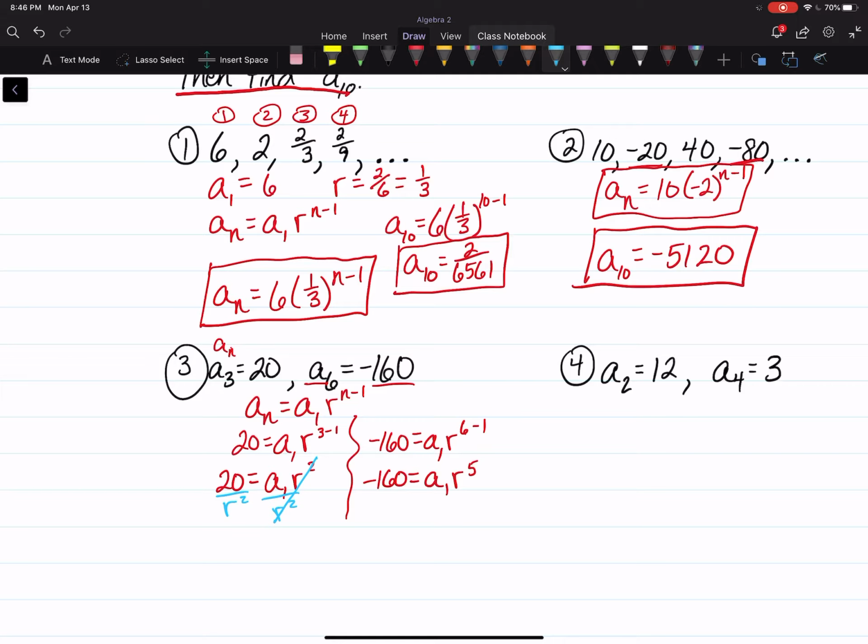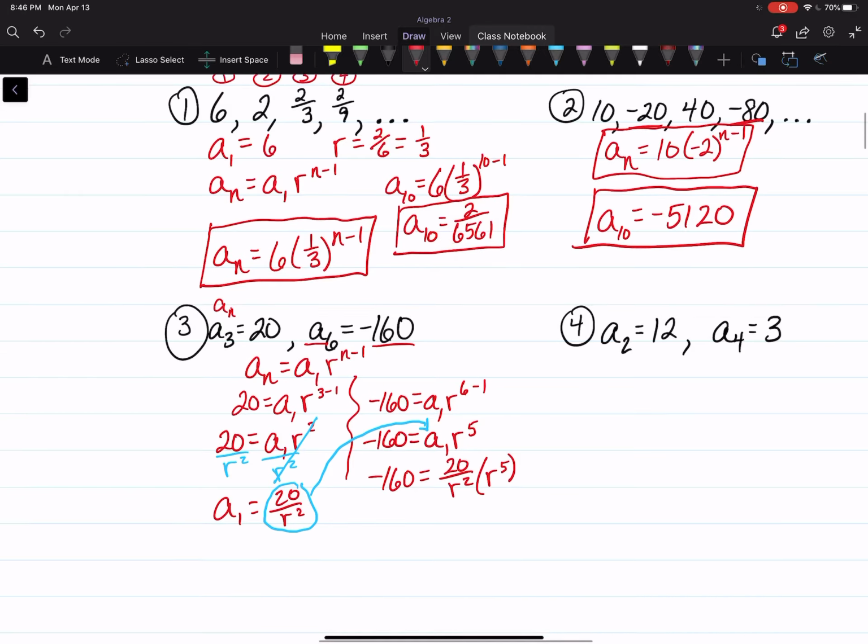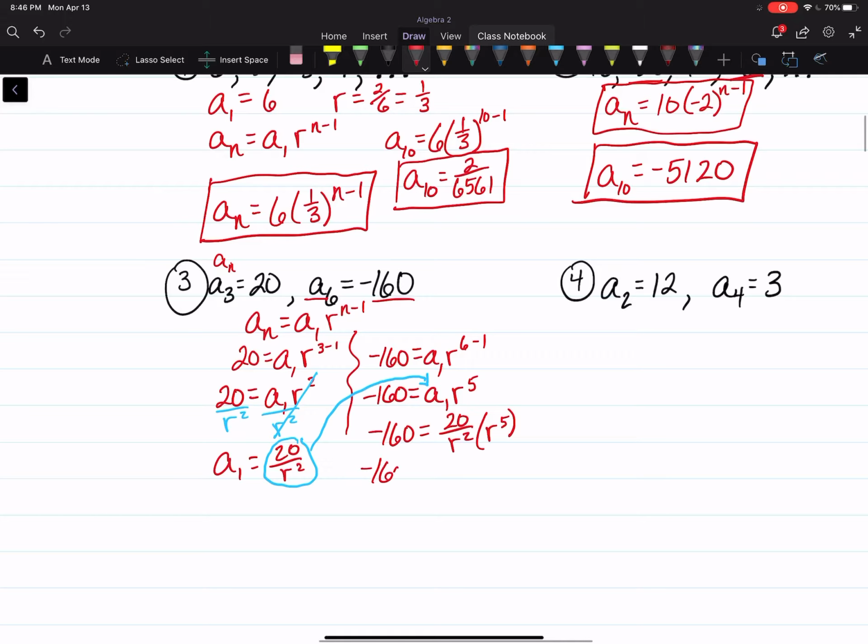And so here, a1 equals 20 over r squared. And I'm going to take that and substitute that a1 for the a1 in the other equation. So this will be negative 160 equals 20 divided by r squared times r to the 5th, which is just negative 160 equals 20 r to the 5th over r squared. And when you simplify those, you get negative 160 equals 20 r to the 3rd.